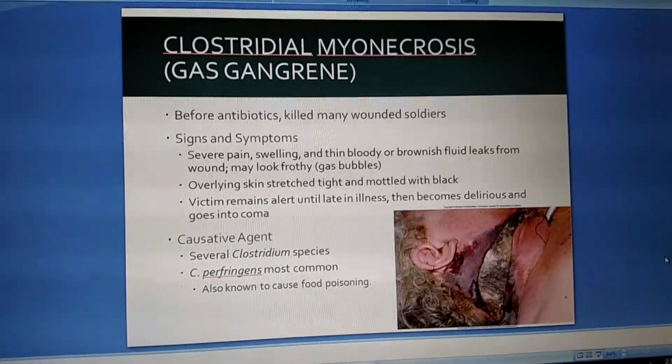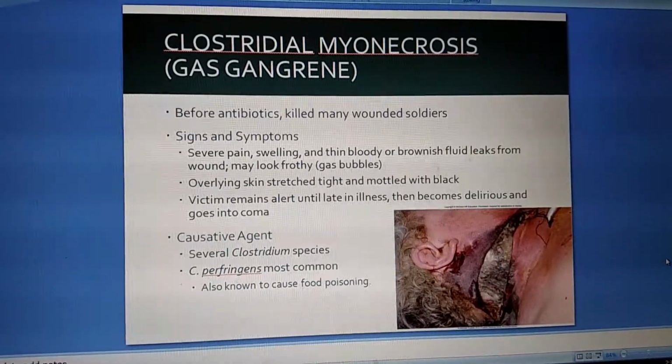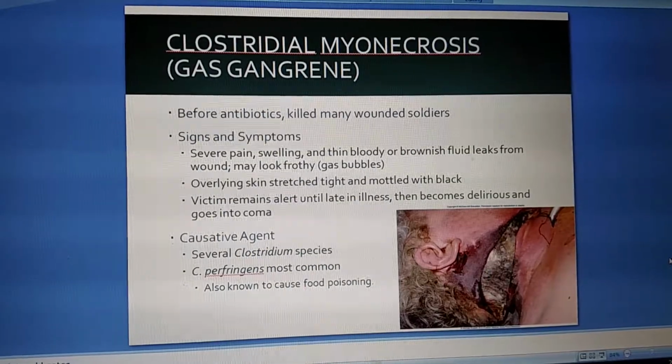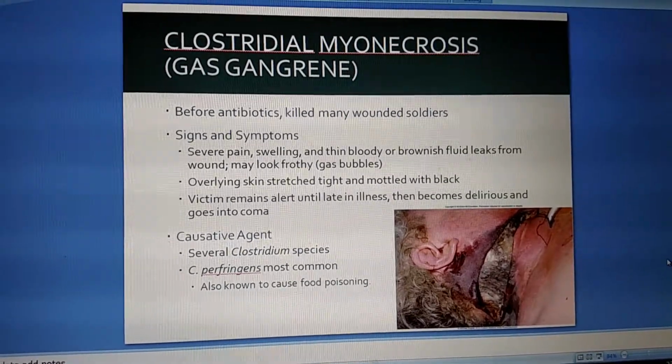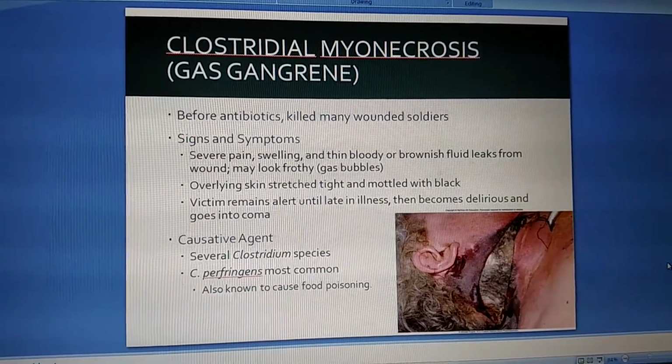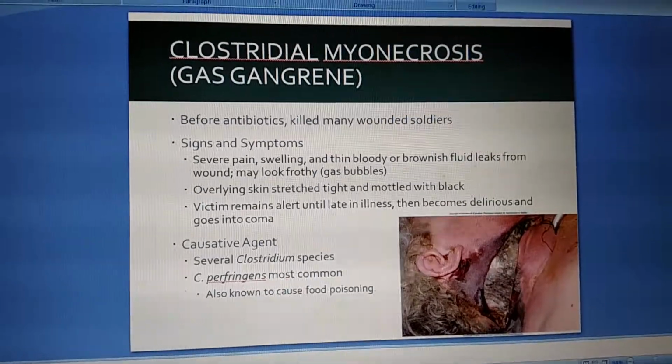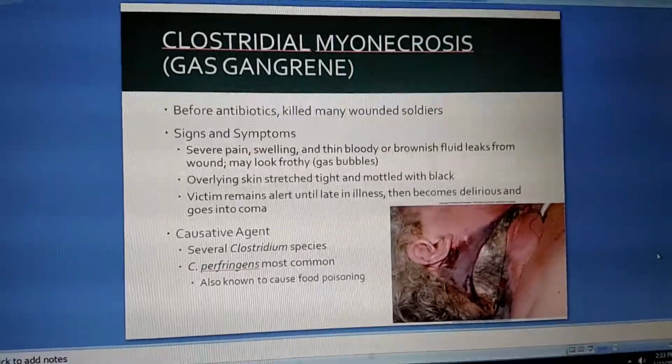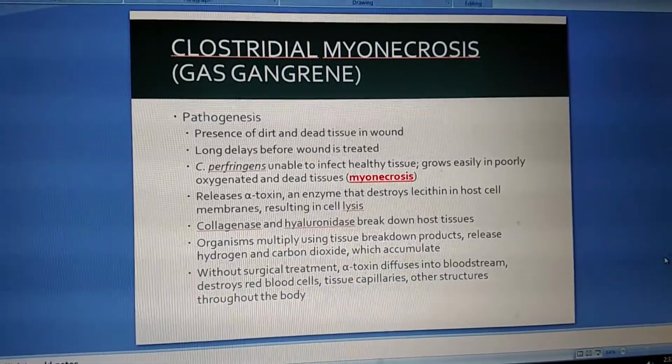And what would be interesting is that the victim would be alert until they would suddenly become delirious and then go into a coma. There are a number of Clostridium species that can cause this. Clostridium perfringens is the most common, and it can also cause food poisoning.